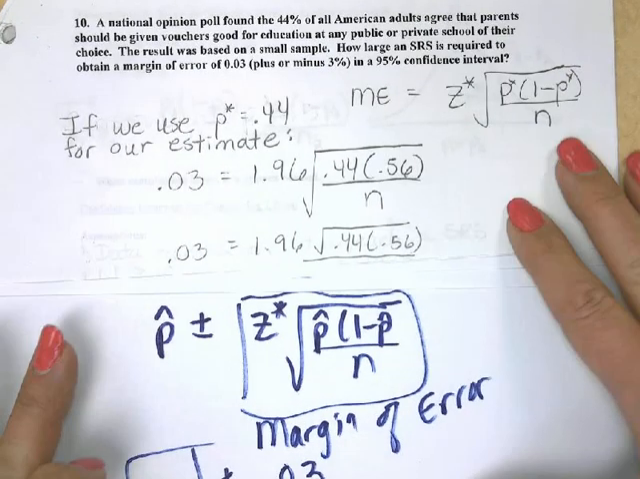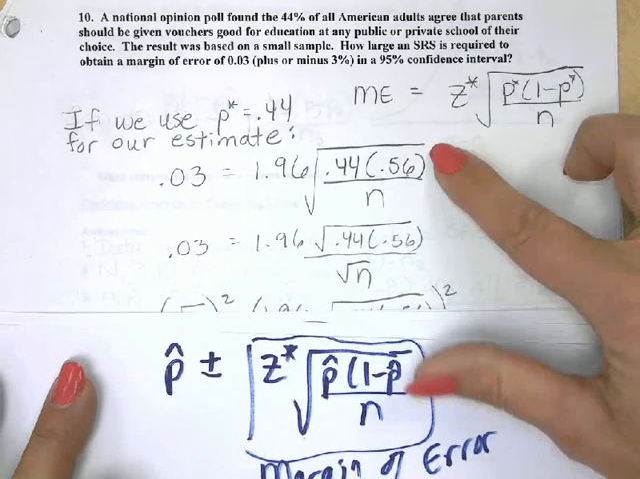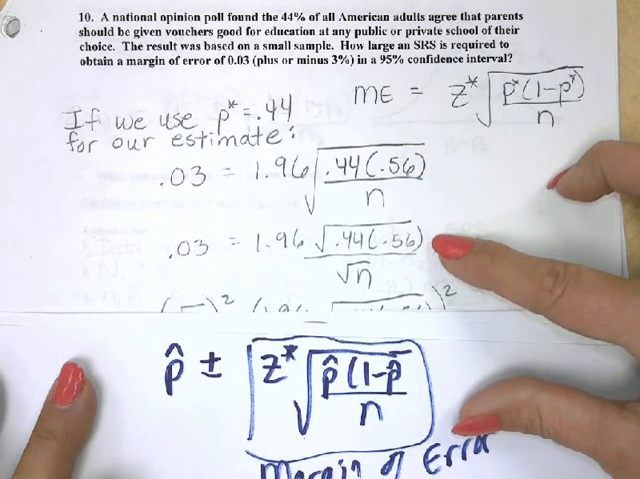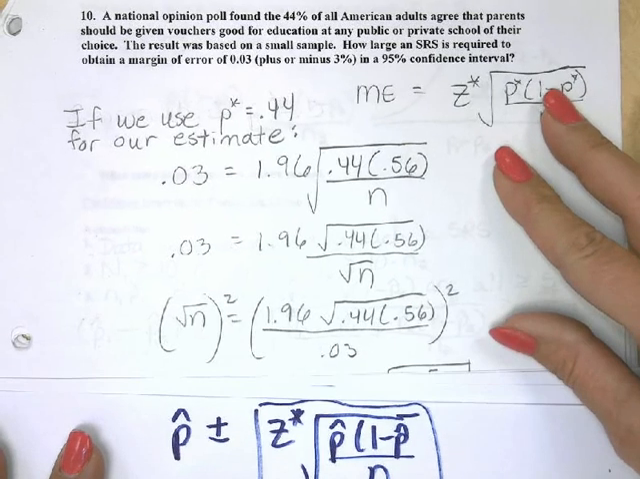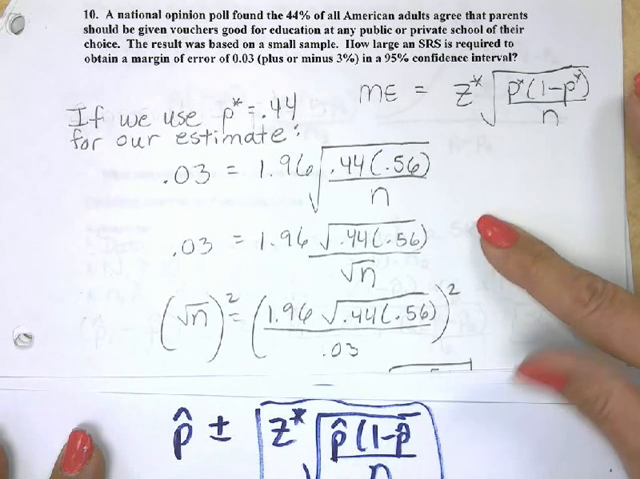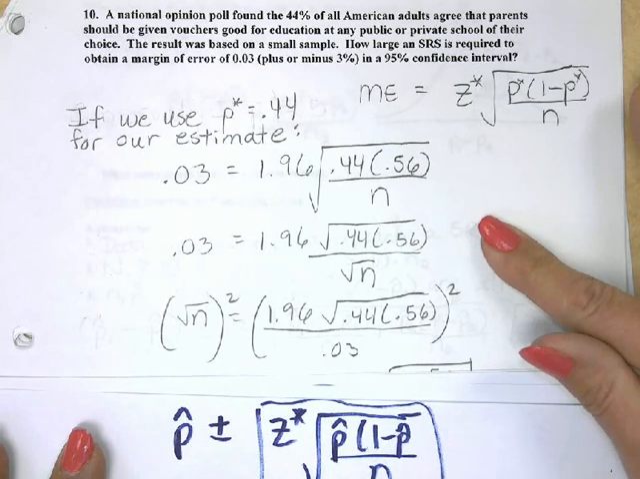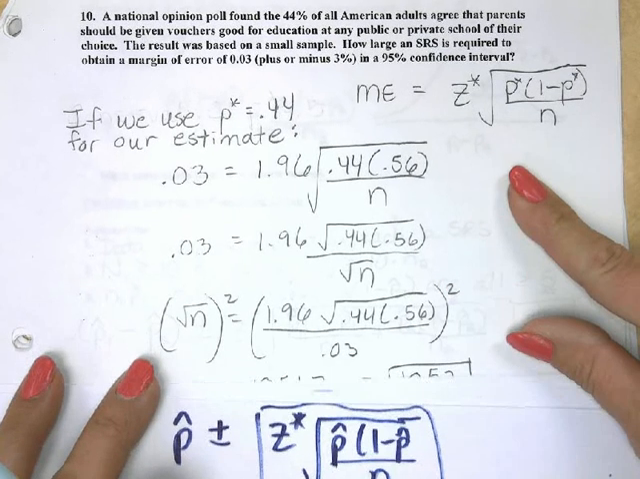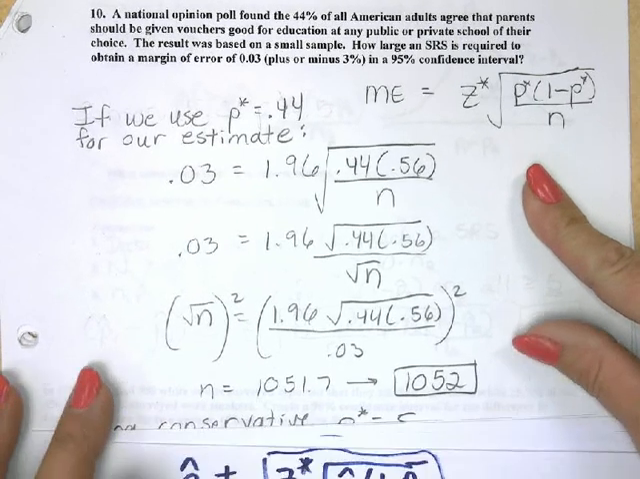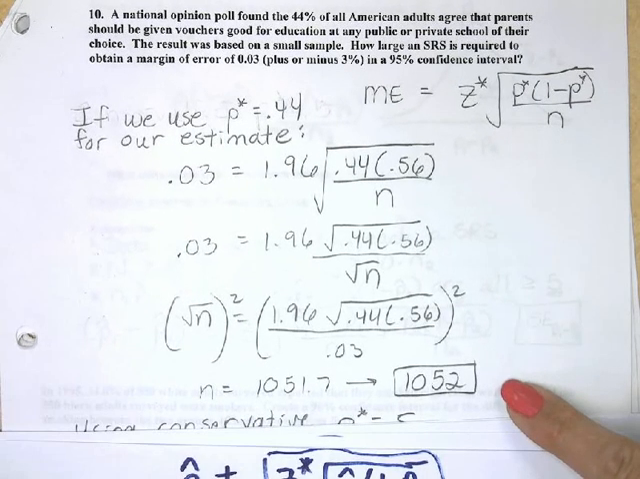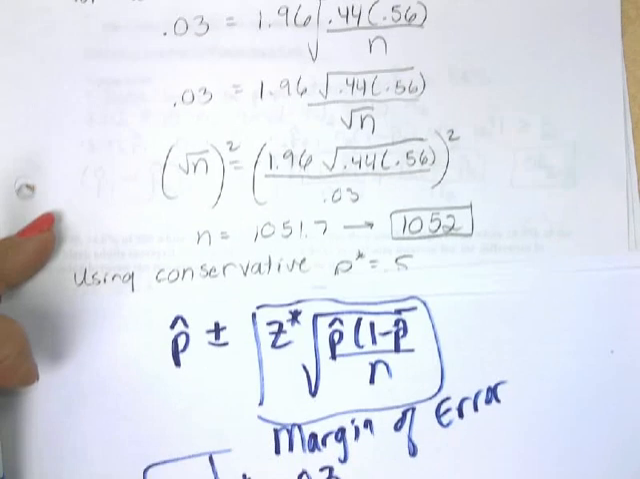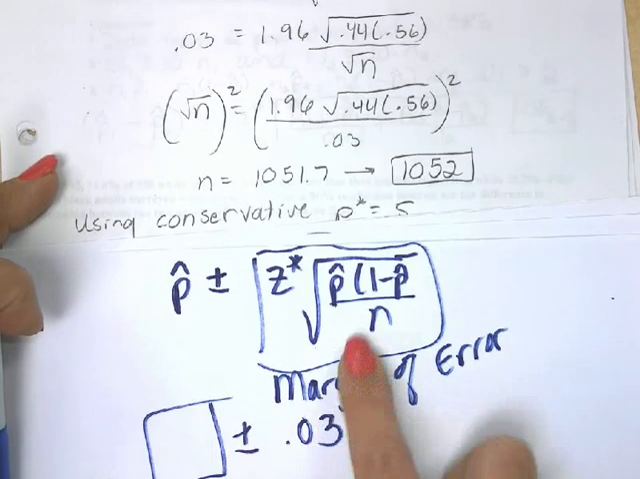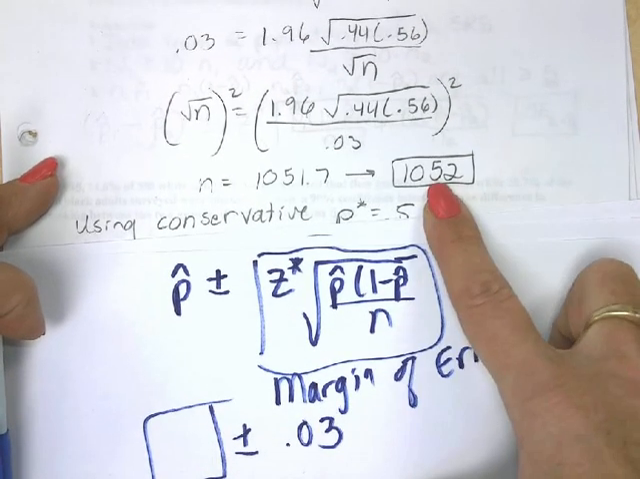When I do the algebra, you can see I split up this fraction so that I'd have a square root on the top and then a square root on the bottom. Multiply both sides by the square root of n and divide both sides by 0.03, and then I have to square both sides. And that ends up giving me, rounding up, 1,052 is how many people I would have to sample in order to get this margin of error to be this small for this setting.